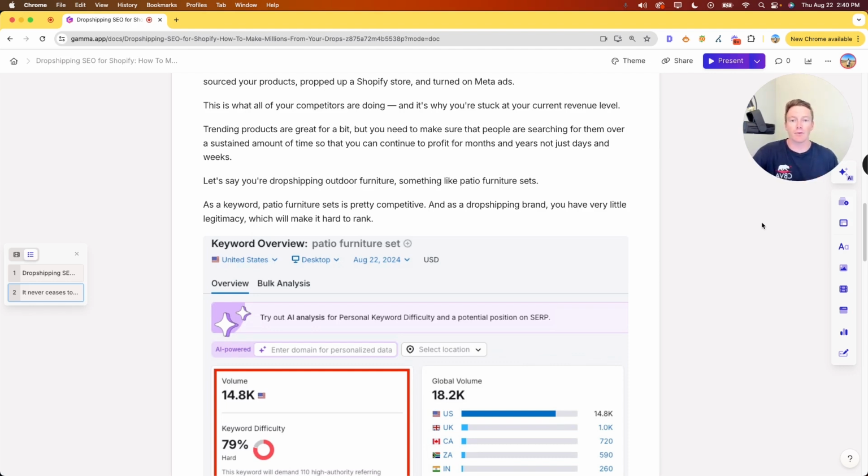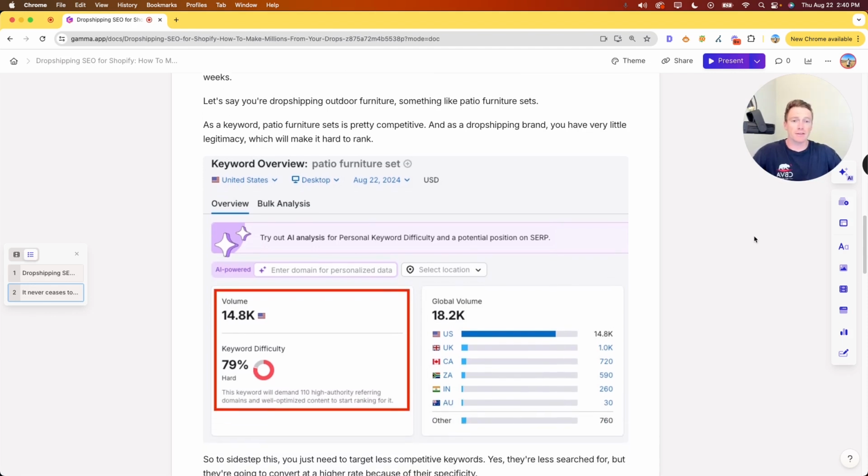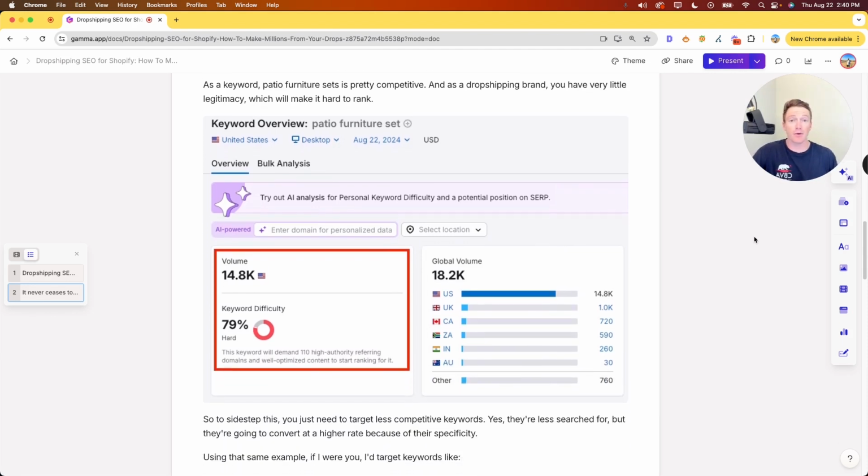So let's take an example. Let's say you're dropshipping outdoor furniture, okay? I know a few people in this space, they're doing pretty well. Let's say they're selling outdoor patio furniture sets, all right? As a keyword, patio furniture sets is pretty competitive. And as a dropshipping brand, you have pretty little legitimacy, which is gonna make it really hard to rank and actually make money from SEO off this keyword, okay?